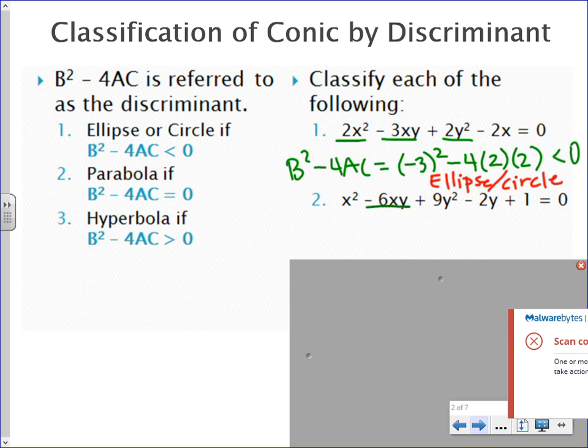Since we have an xy term, we know it's a rotated conic. Therefore, we must use the discriminant. So B is the coefficient of xy. B squared minus 4AC. A is always the coefficient of x squared, and C the coefficient of y squared. What is that? 0. Which means it is a parabola.